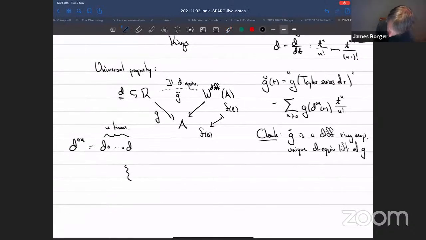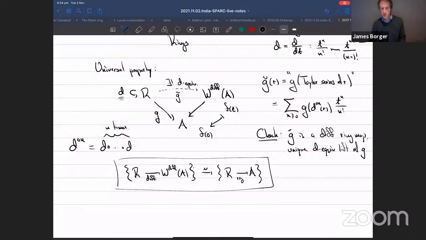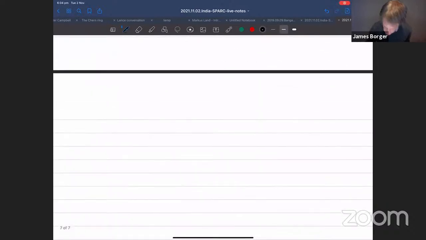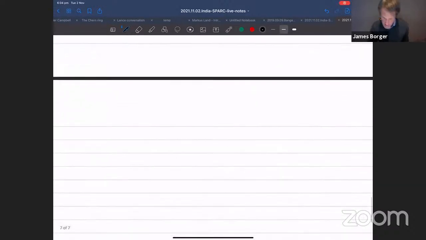So we have a bijection between these, the set of differential ring maps. That's another way of saying this universal property, which is just another way of saying the right adjoint property that I mentioned before. Okay, so you should be thinking of it this way. Soon we're going to go to actual Witt vectors and delta rings instead of differential rings. But before I do that, let me say one more thing. So here's an alternative point of view.